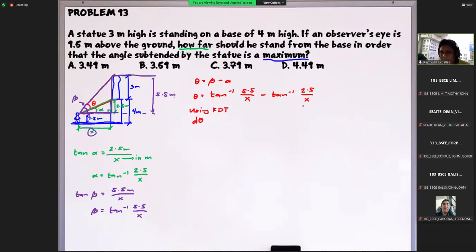So using first derivative test, since the independent variable is x, we get d theta dx. So again, ano ang derivative ng arctan? So 1 over 1 plus yung nasa loob niya, squared. So kaya this will be 1 over 1 plus, yung nasa loob niya, that's 5.5 over x, this quantity squared. Tapos, since hindi lang to x, by chain rule, we need to multiply this by the derivative of this. 5.5 is constant, so we can factor that out. Then yung derivative ng 1 over x is negative 1 over x squared.